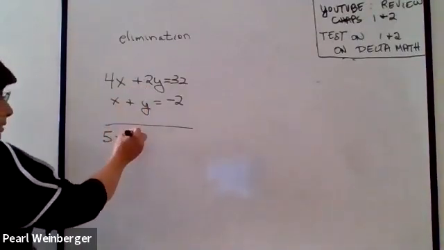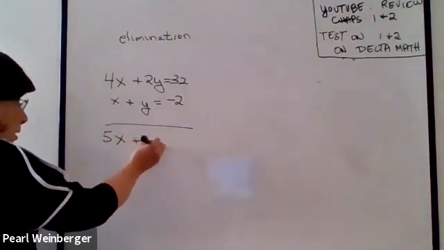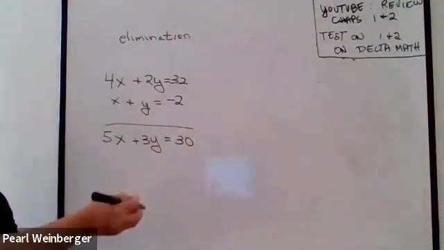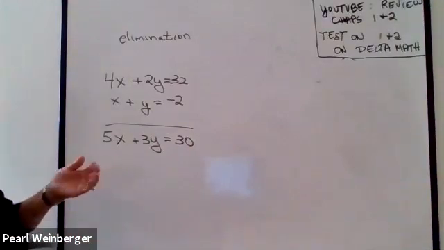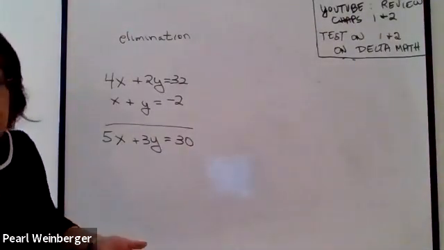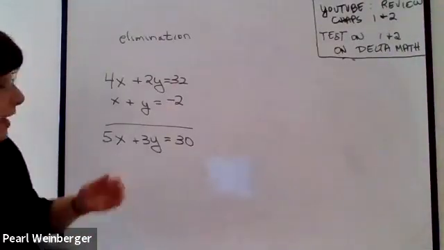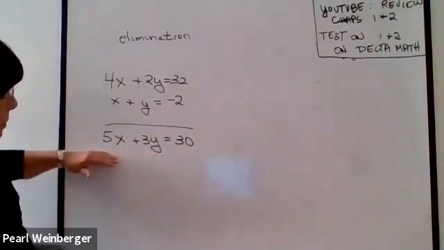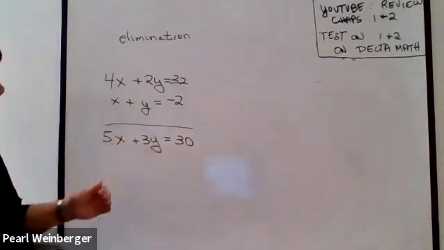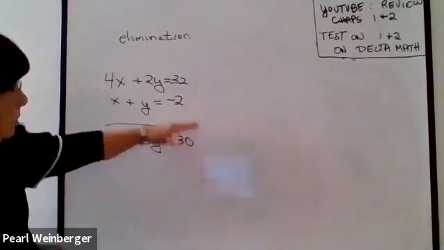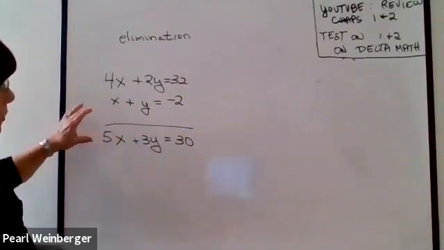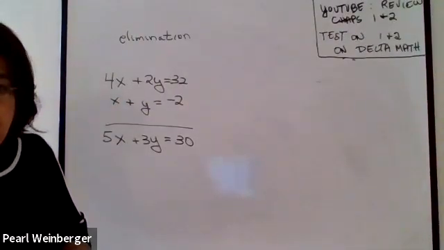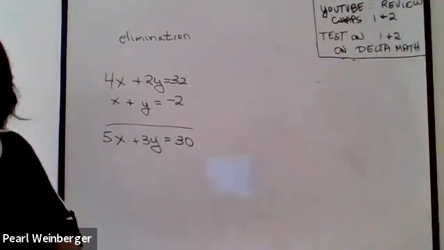2y plus y is 3y. And 32 plus -2 is 30. I get another equation, but I haven't eliminated either of my unknowns. I haven't made the situation any simpler, because 5x plus 3y equals 30 doesn't give me any additional method of finding either the x or the y. So just adding the two equations is not the solution in this case.